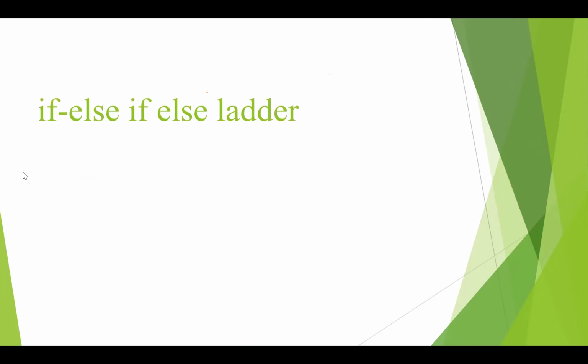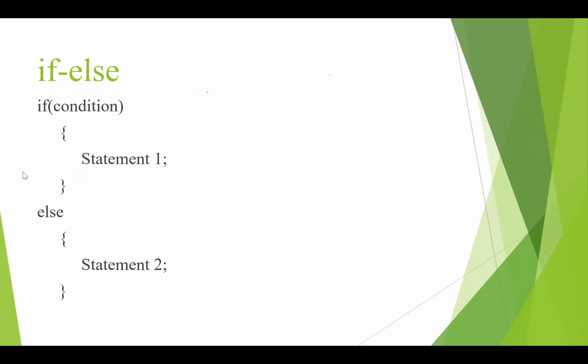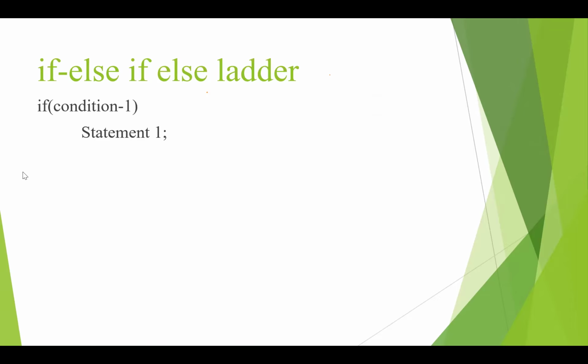The next one is the if else ladder. Here we check many conditions by using the if else ladder. In the previous if else, we check only one condition. In this if else ladder, we check many conditions. The syntax is: if, check condition 1. If condition 1 is true, statement 1 is executed. Else if, the next condition is checked. Suppose condition 1 is false, coming to condition 2.